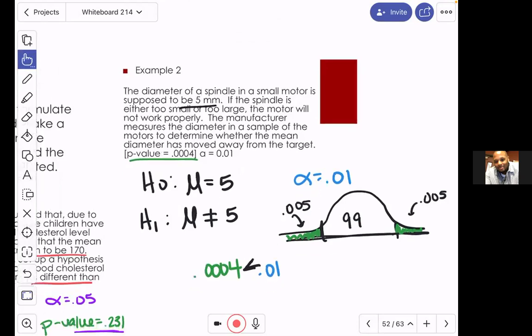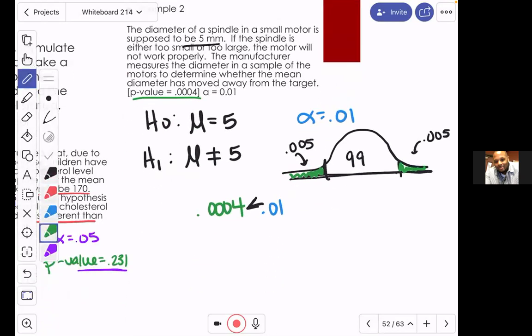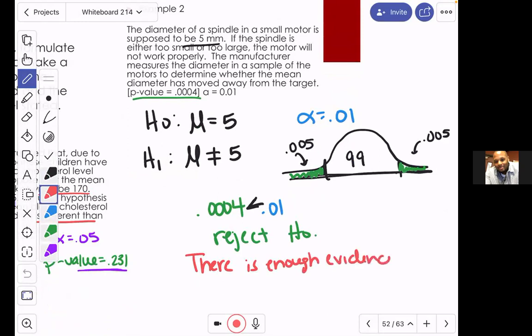And when the p-value is less than the alpha value, we reject H0. You reject H0. Why do I reject somebody's innocence? Why do I reject your innocence? What does the evidence suggest? Good, there's enough evidence. There's enough evidence to support H1. Right? Enough evidence to support H1.